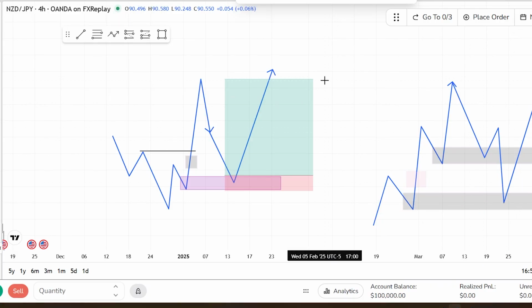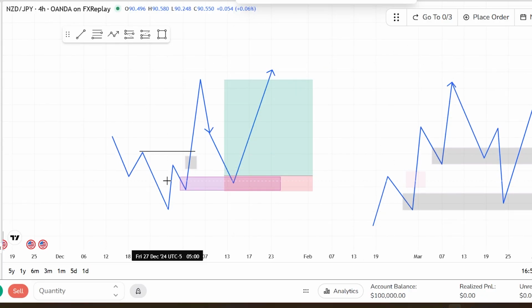So now, in a couple of minutes, we are going to look at chart examples to actually understand this inducement. And once you understand this, you can use it in any time frame, in any pair. It can actually work anywhere. So without wasting time, let's get into it.